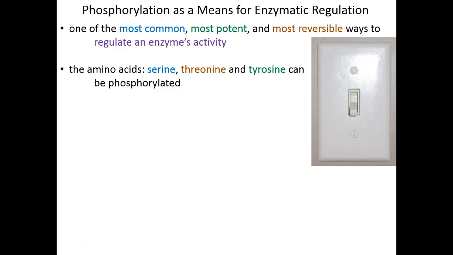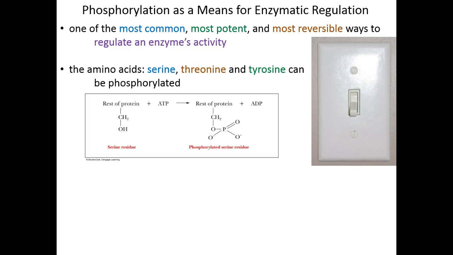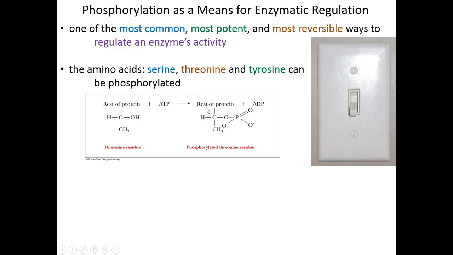The amino acids specifically which can be phosphorylated are serine, threonine, and tyrosine. So we can look at each of those examples here. Here's the serine side chain. It's a very simple side chain, a CH2 group followed by a hydroxy group. The rest of the protein is kind of up here, the chain of amino acids, and this is the single serine side chain. And we can remove that proton and add a phosphate group, an inorganic phosphate in its place, and this is phosphorylated serine.